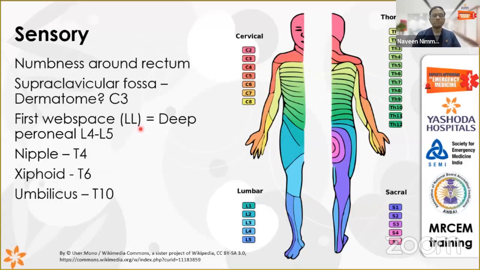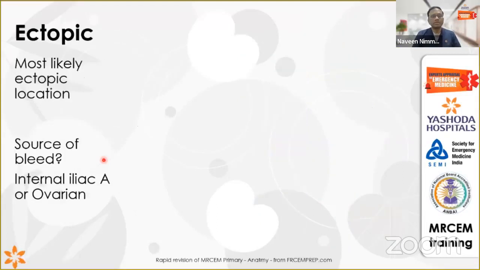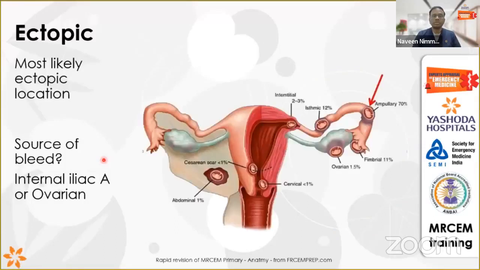What is the most likely location of an ectopic pregnancy? Most of the time, it's the ampulla. The ampulla has about a 70% chance. And when there is a rupture and bleeding starts, what could be the source of the bleed? It can be the internal iliac, which takes care of most of the uterus, or the ovarian artery. So one of these two arteries is the probable cause of bleeding.